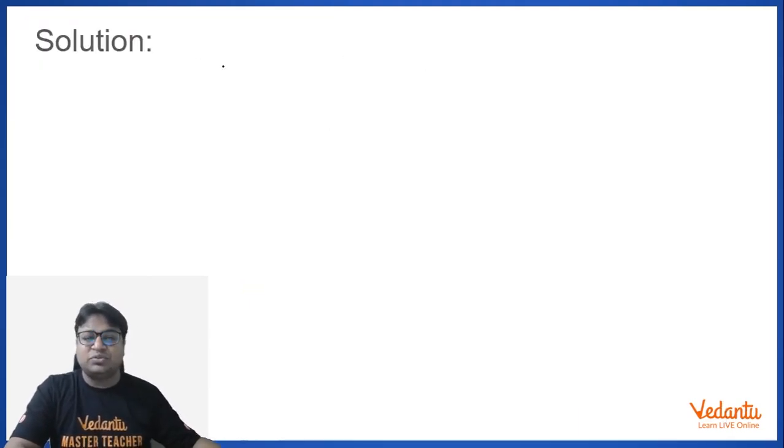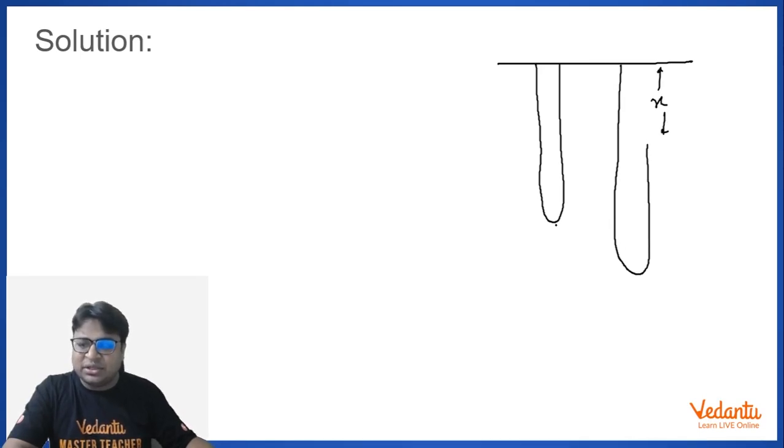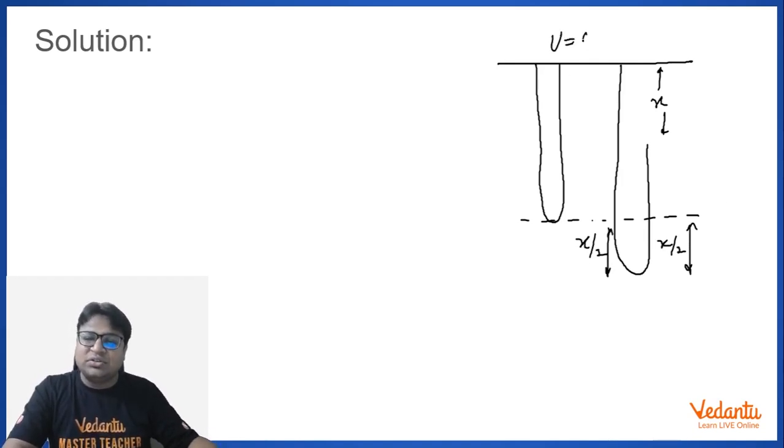So what we are supposed to do now is that this is the initial shape of the chain hanging from the ceiling, and then let's say we released one of the ends and it fell by a distance x. Okay, it fell by a distance x, so this length would be x by 2 and even this length would be x by 2. So considering zero gravitational potential energy here, we have to write the gravitational potential energy of the chain as a function of x. Let's try to do that.